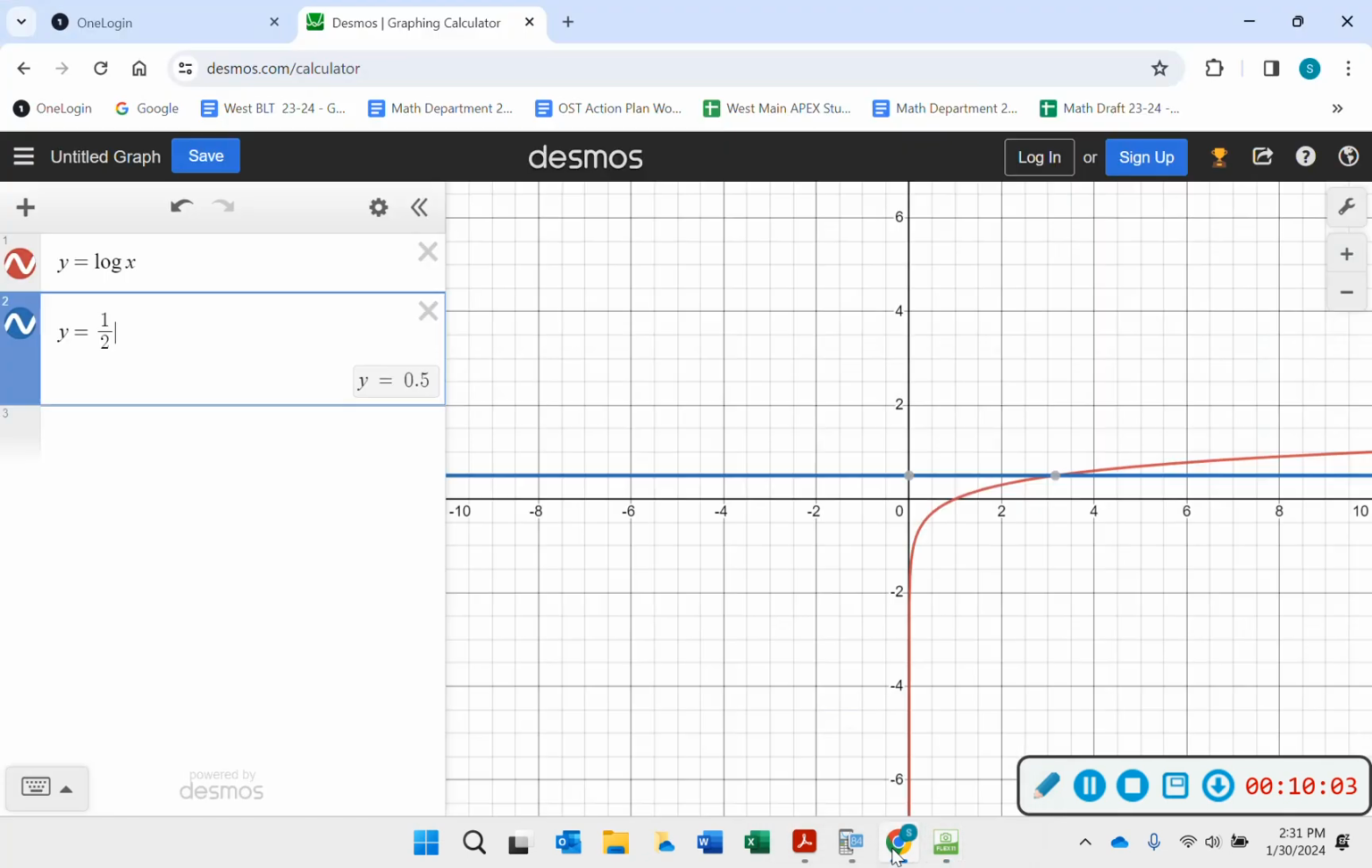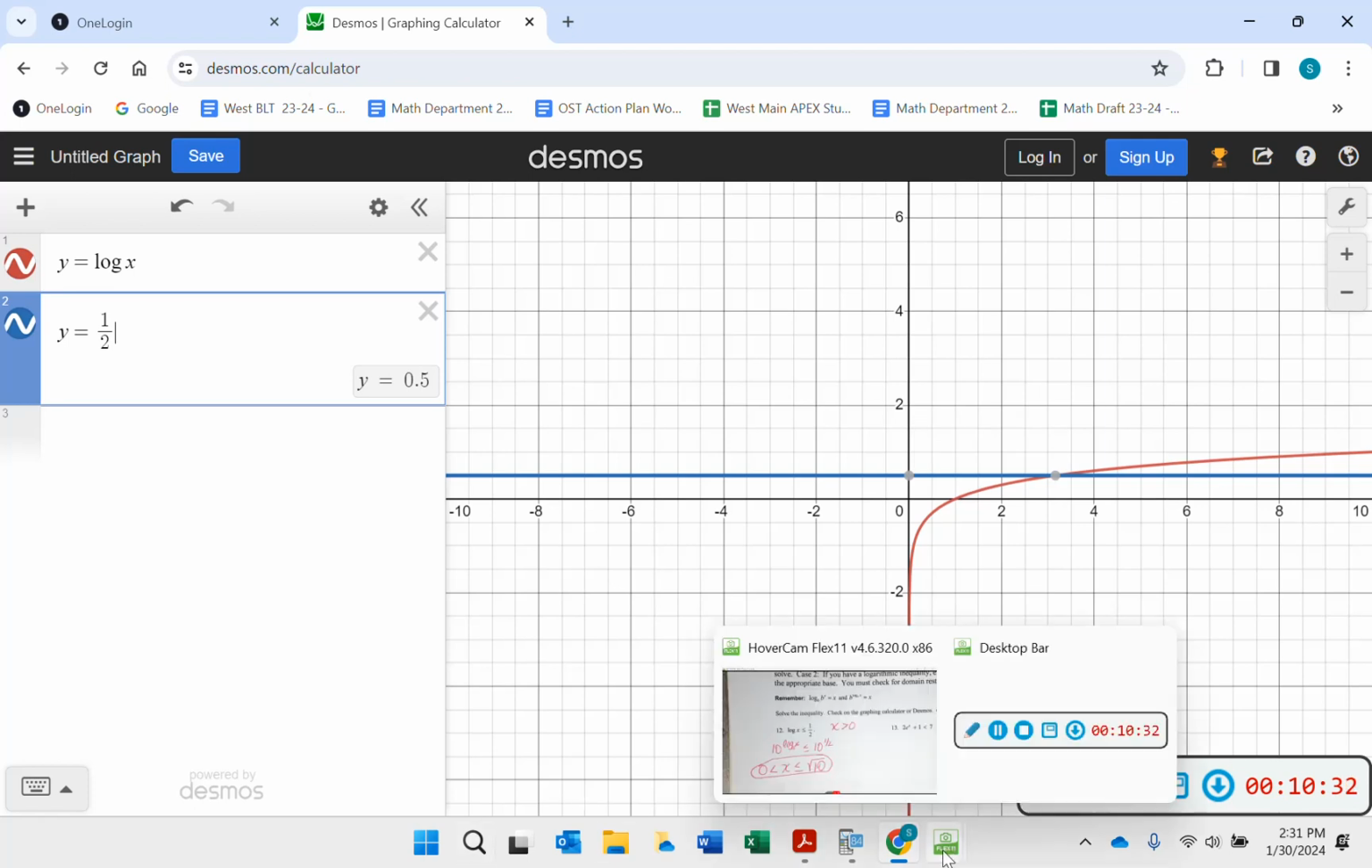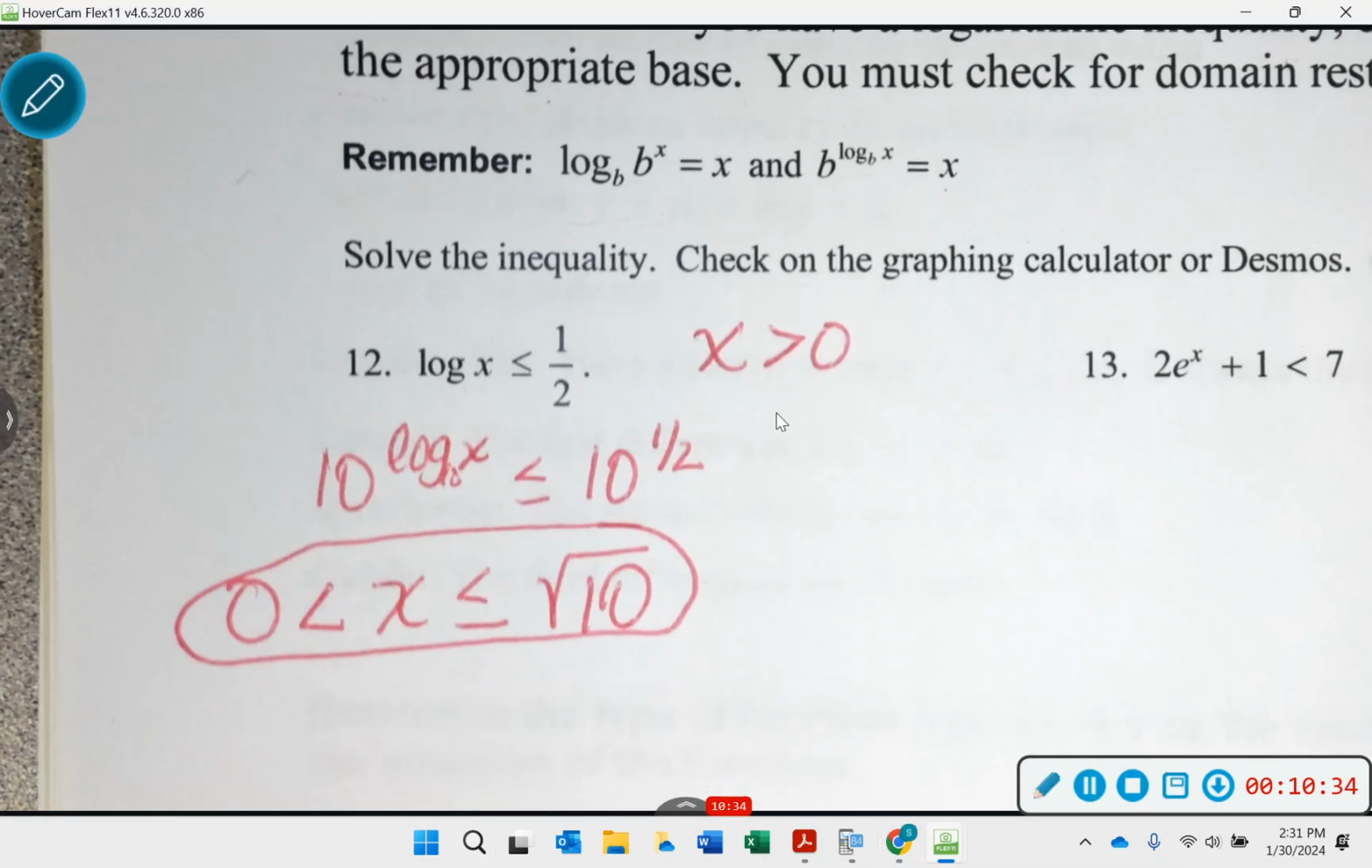So when we look at that, see how all these red values here up until that point, and what do you think that point probably is right there? Should be square root of 10, okay? And so these are our solutions from x being greater than 0 until I get to that point. And if you're kind of a visual learner, that might help you to see it better, why it has to be greater than 0 and less than the 3.162, which is radical 10. All right, let's go back now to our notes.